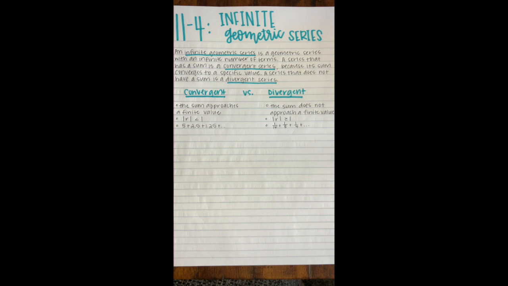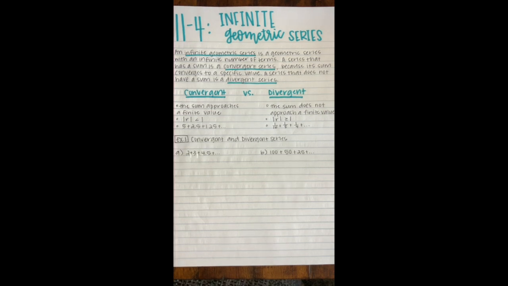So some little things to help. The r, the common ratio. If its absolute value is less than 1, and again, don't worry about the sign, that's why it's absolute value, that would mean that it's convergent, whereas if it's equal to 1 or greater than 1, it's divergent. And then I listed an example of each. For convergent, the numbers are getting smaller. That's another hint. For divergent, the numbers are getting larger. So that's the difference between convergent and divergent.